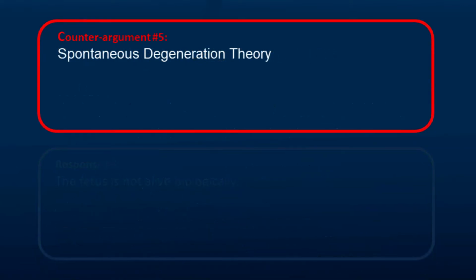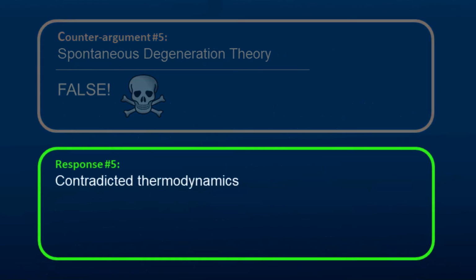Another counterargument is that the spontaneous degeneration theory can explain the origin of information in DNA. This argument is completely false. The spontaneous degeneration theory contradicted the second law of thermodynamics.